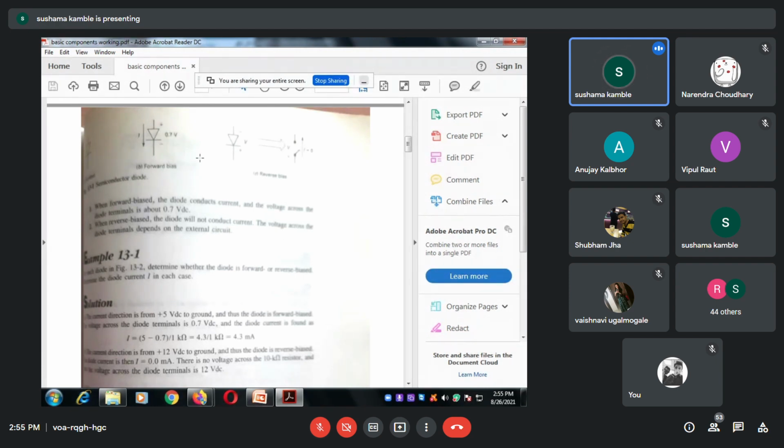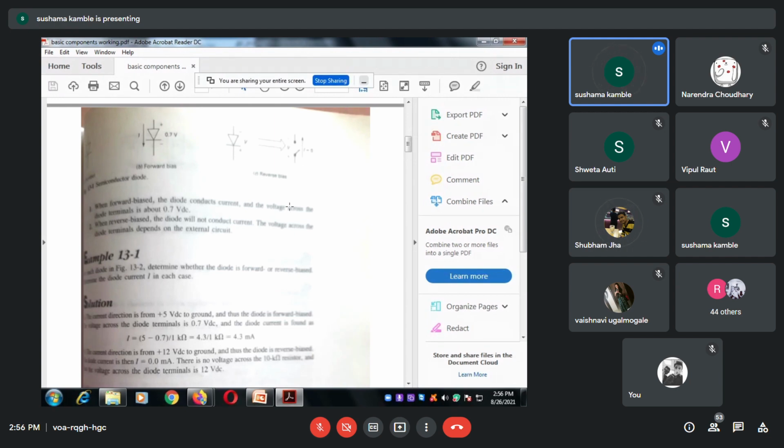Okay. Now in this condition, we are applying negative voltage to the anode and positive voltage to the cathode. What will happen? Did you forget your basic electronics? The diode will be reverse biased. Then the diode will be reverse biased, and the voltage across it depends on the external circuit.